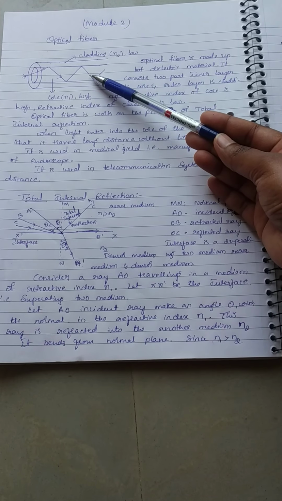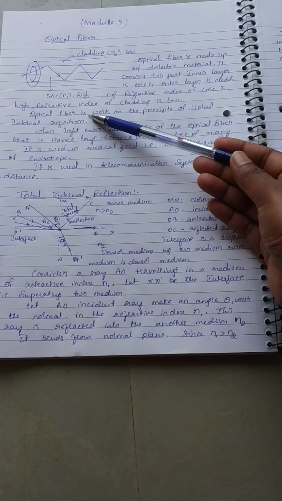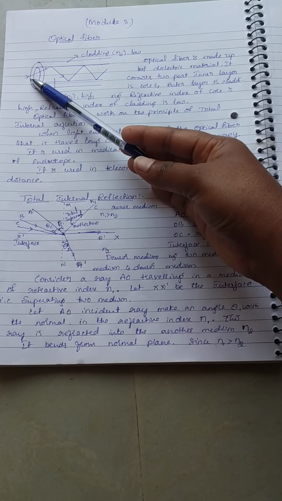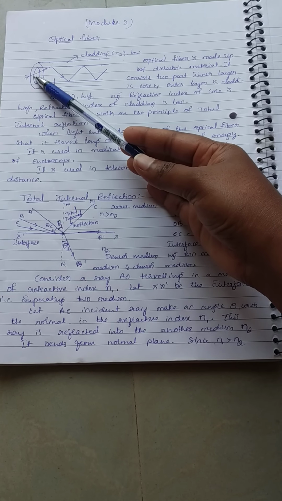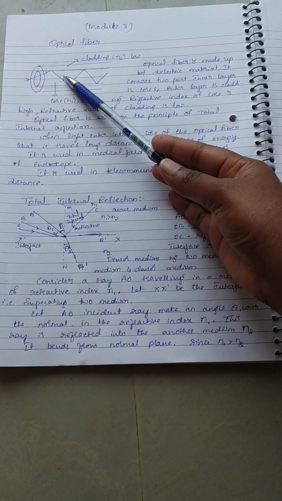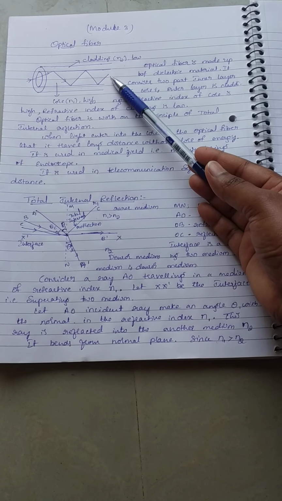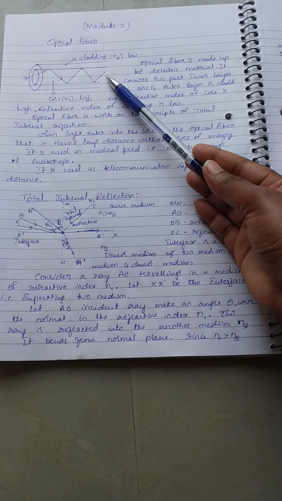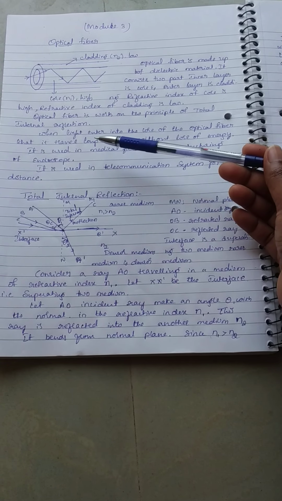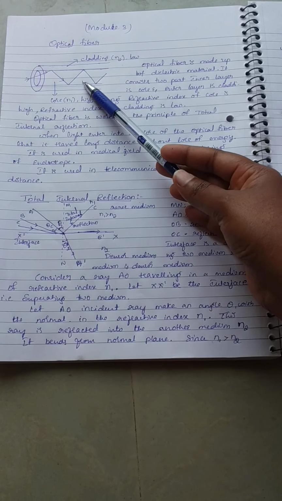The optical fiber works on the principle of total internal reflection. In the optical fiber, there is light. This represents light rays. These light rays are transmitted into the core of the optical fiber. The light ray travels a long distance without any loss of energy. It is used in communication systems for long distances. This is the construction, the structure of the optical fiber.